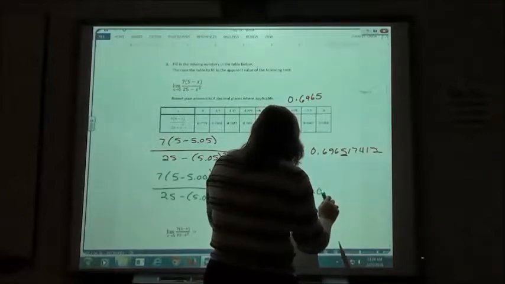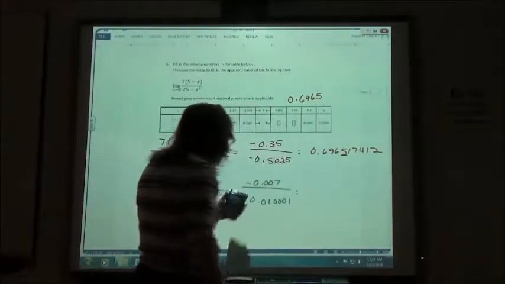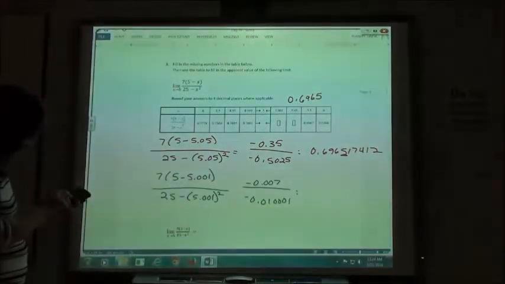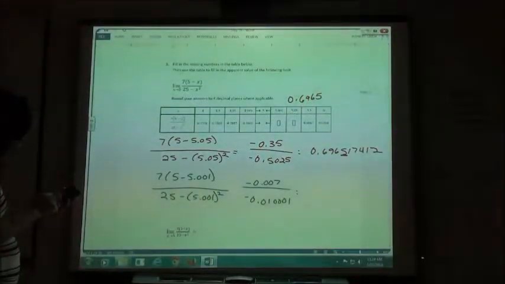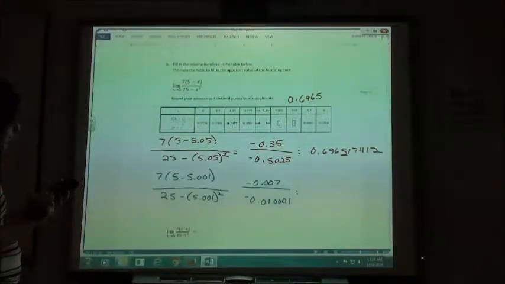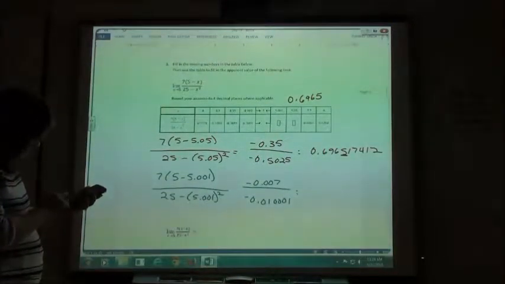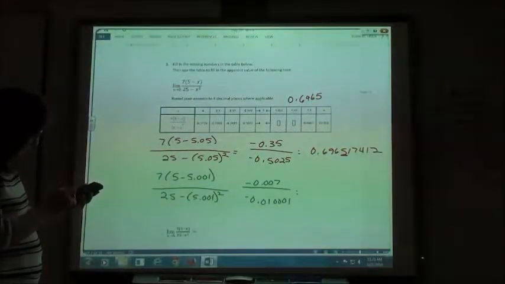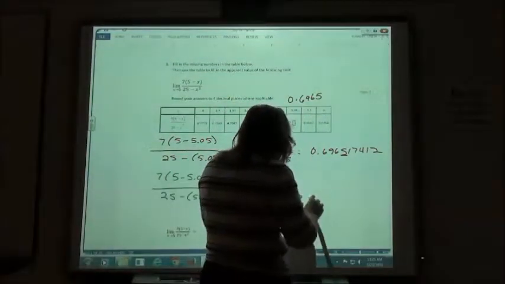0.0, oops, something's not right. Let me check my calculations. I can tell I'm off because I'm not getting 0.69. 25 minus 5.001 squared gave me 0.01, 3 zeros and a 1. Okay. On the top, negative 0.007 divided by negative 0.01001 gives me, there we go, that looks better. I must have punched something in wrong. That's why it's always good to double check.